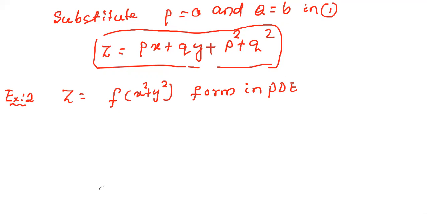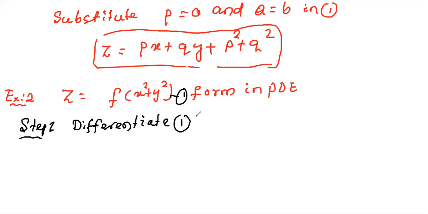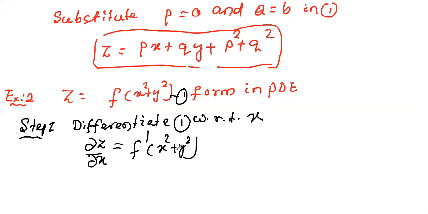So for the solution, we consider step 1: differentiate this function with respect to x. This is named equation 1. Differentiate 1 with respect to x. What is the result? Del z by del x is equal to f dash of x square plus y square, then the derivative of x square with respect to x is 2x. That is considered another equation 2.